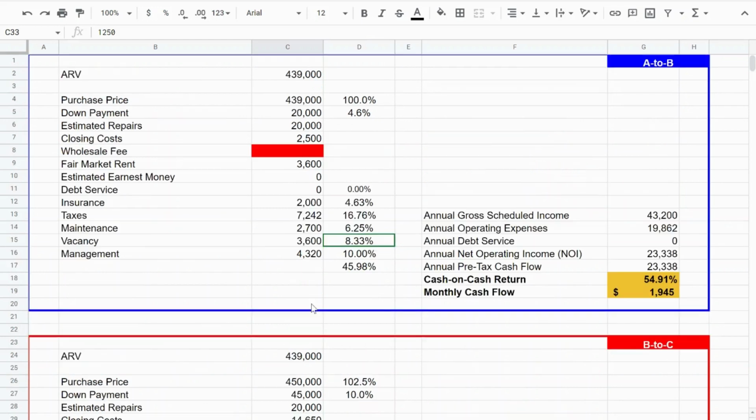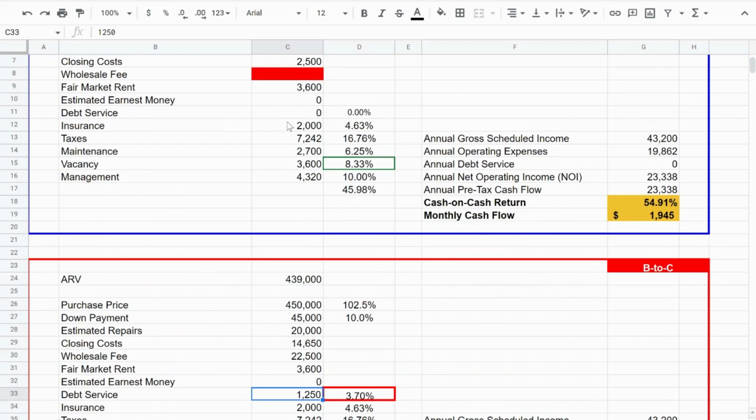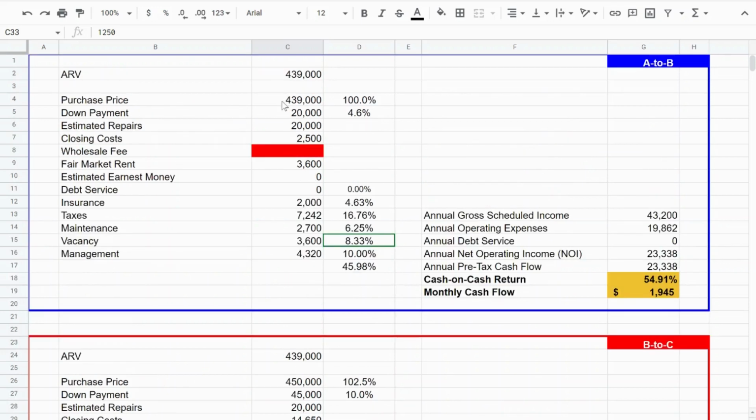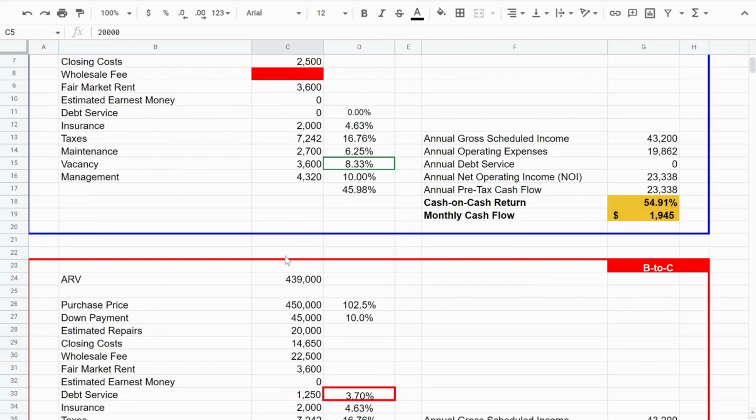So in this case, let's keep that price at $439,000, but let's drop this down payment. Let's keep the down payment at $20,000, because that's obviously less than $45,000. That's appealing. Now, they may not go for that, but let's at least start there. And let's make the debt service an even $1,000.